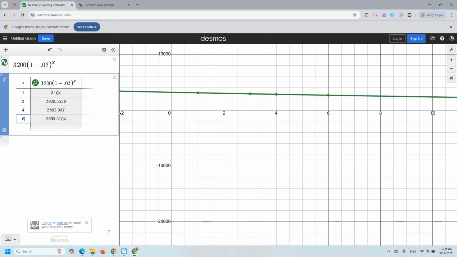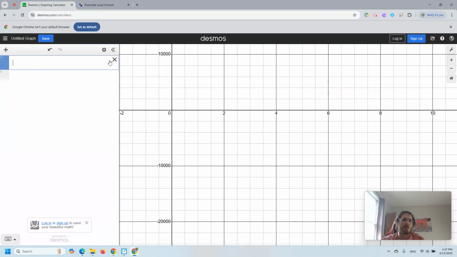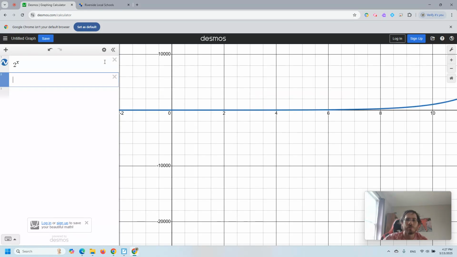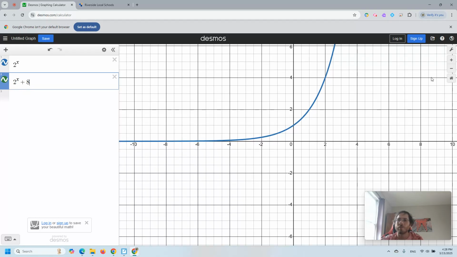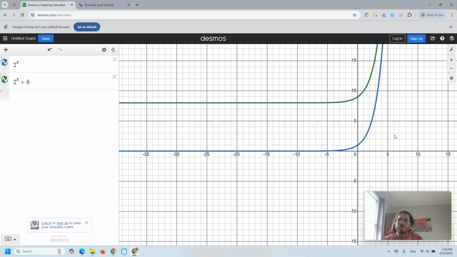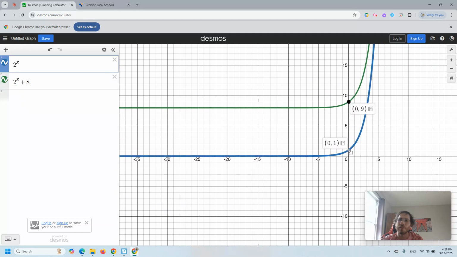We'll throw these two in here. So we got 2 to the power of x. Let's go home just so I can see a little bit better. And then 2 to the power of x plus 8. Now I have to be careful, because here this plus 8 is after the 2 to the x. Again, I don't see it, but that's because I'm at 8. But if we zoom out, yeah, we're going from 1 to 9. So from 1 to 9, we're up 8 spots.